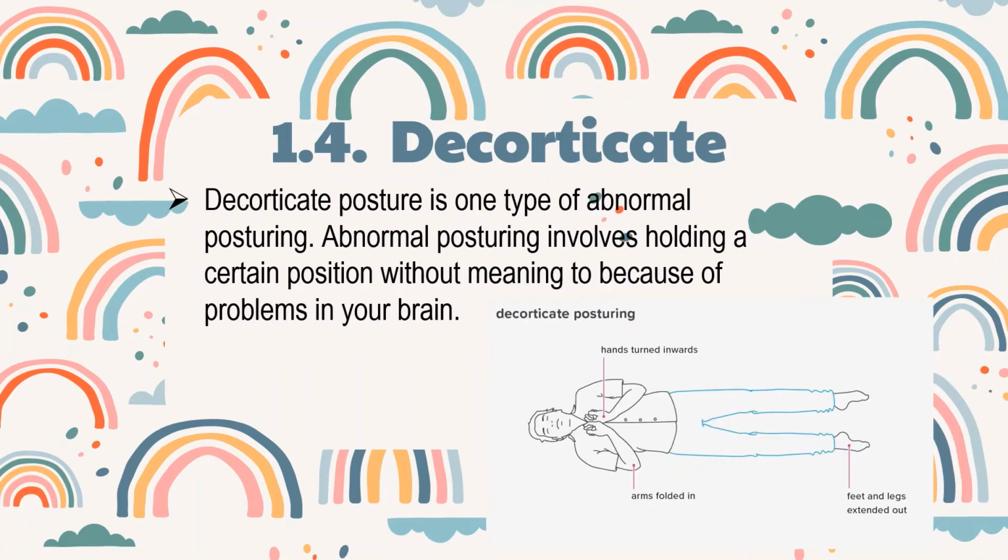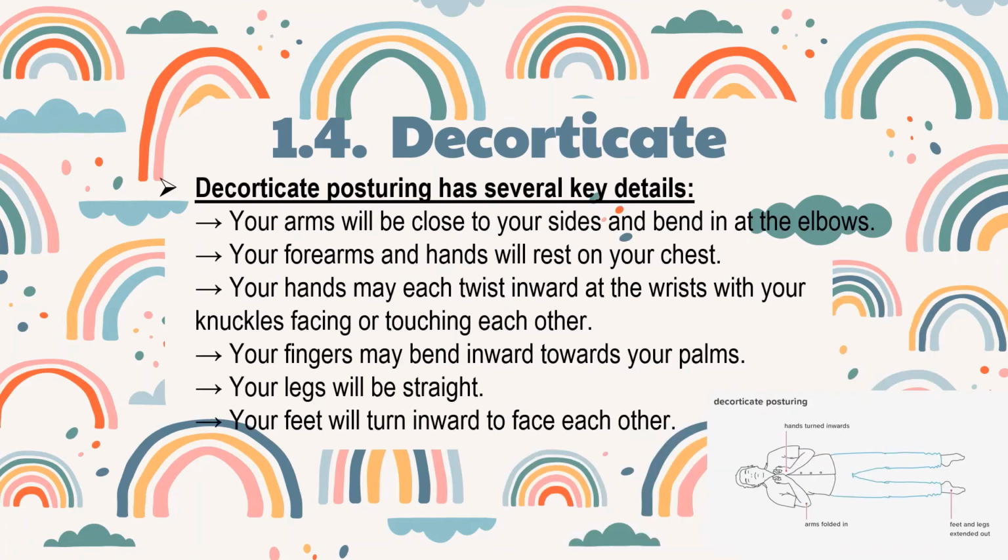Another type of abnormal posturing is the decorticate posture. This involves holding a certain position without meaning to because of problems in the brain. In this case, the person acts in a certain position even though he doesn't want to because of the problems in his brain. For us to recognize decorticate abnormal posturing, there are several key details that we need to consider.